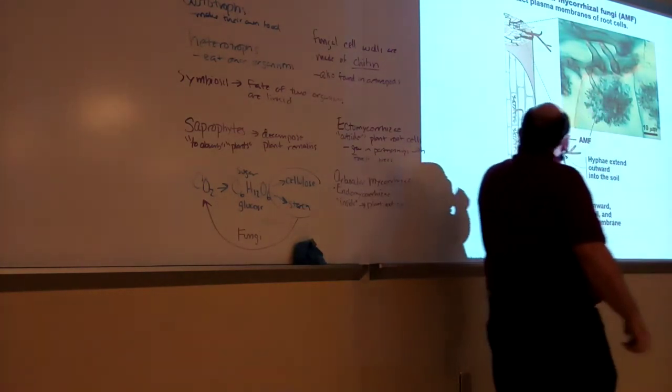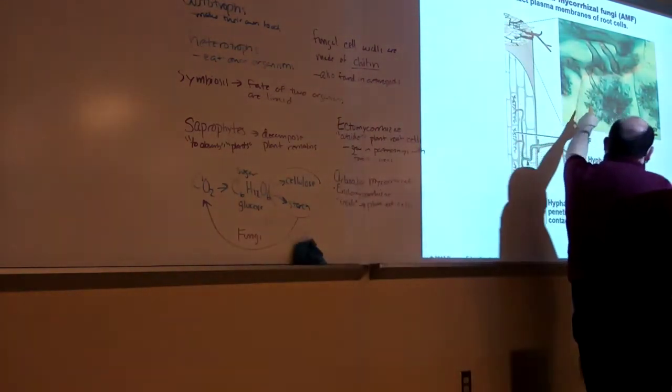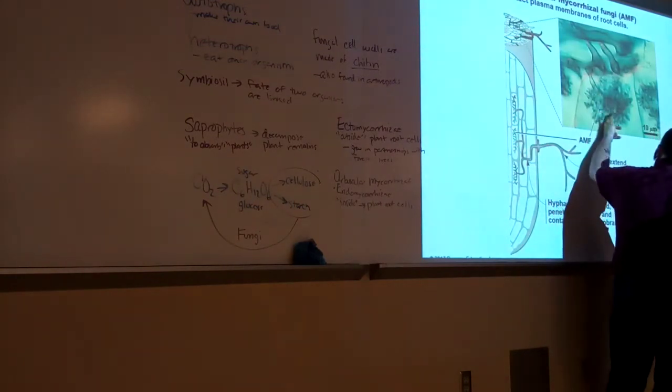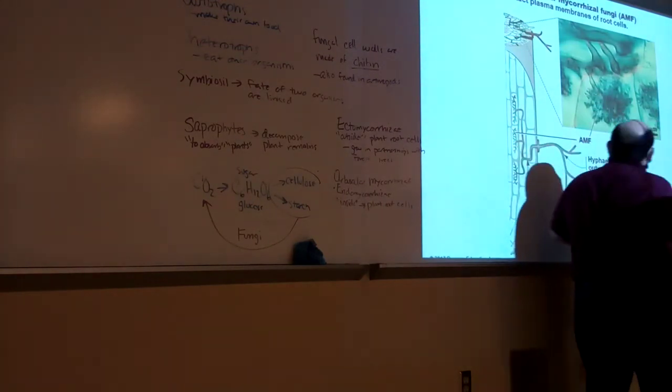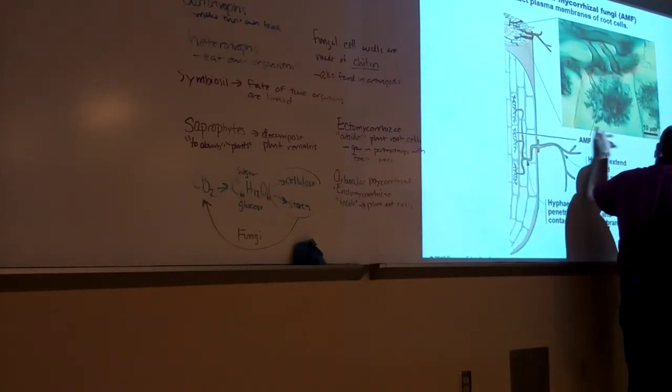Okay? That's what makes them endomycorrhizae. And here's an image of what that looks like. Here's the hyphae, and there's the mass, where they actually deliver nutrients into the plant cell. Here's a big plant cell in the image. That's one plant cell.